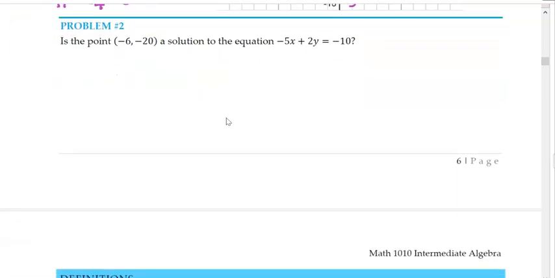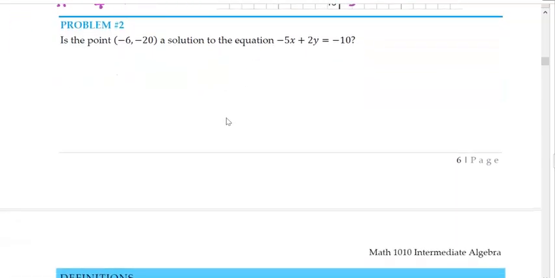Next, we want to talk about a solution to an equation. When we ask, is this point a solution to the equation, what we really mean is, is this point on the graph of this line? And so if we were to graph this, would this point be on it? Well, you could do this graphically, or you could do it algebraically. So remember, this is our x-coordinate, and this is our y-coordinate.